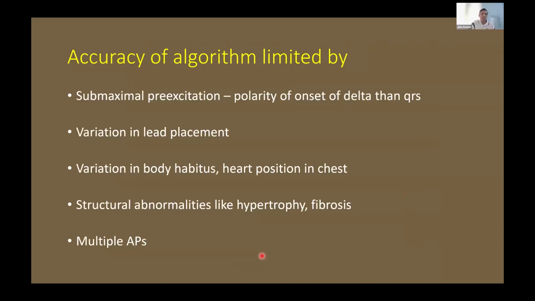However, having said all this, the algorithms which are being used to localize pathways, which are based on these basic principles, have a lot of problems with them. And the reason why they have problems is because there can be a variability in which the leads are placed from center to center. You can have different body structure, different position of the heart and the chest. There could be structural abnormalities. You can have multiple accessory pathways. And most commonly, your pre-excitation may just be submaximal.